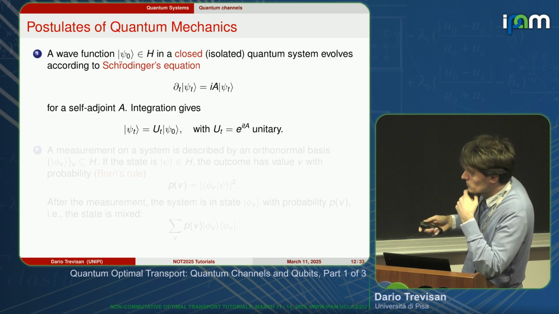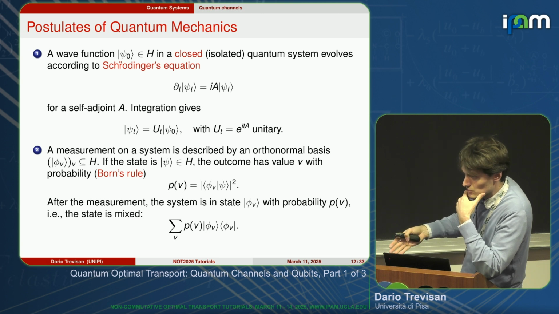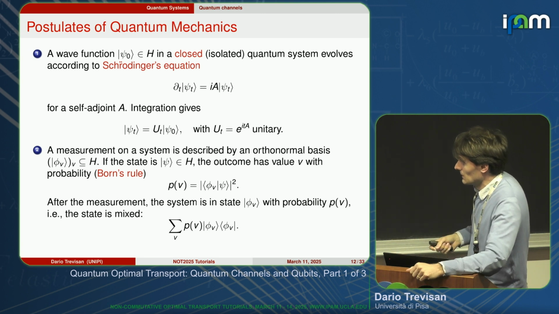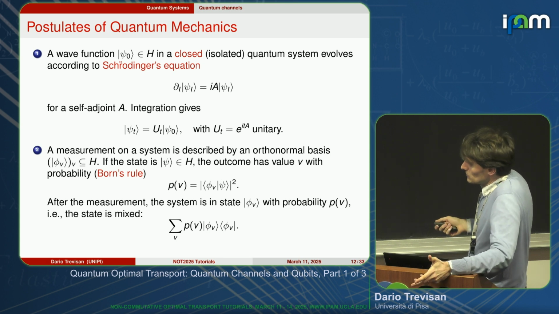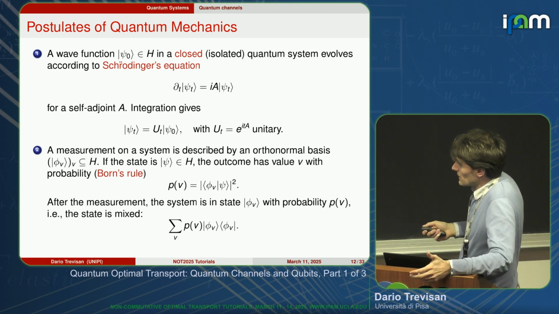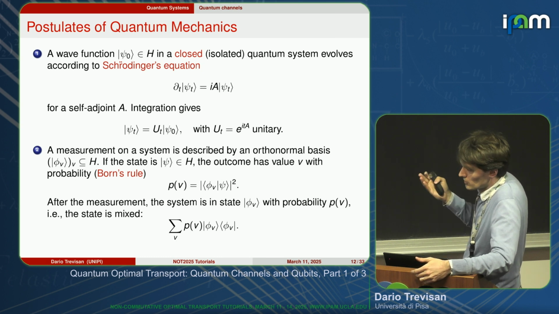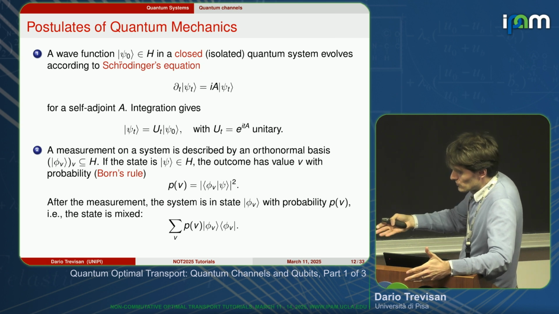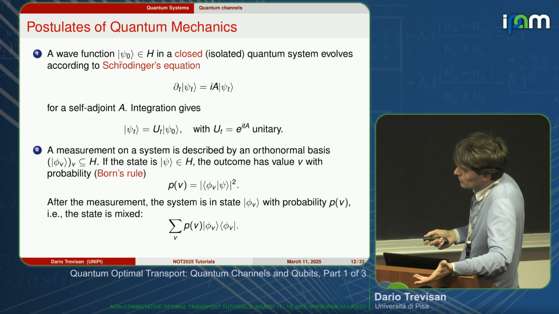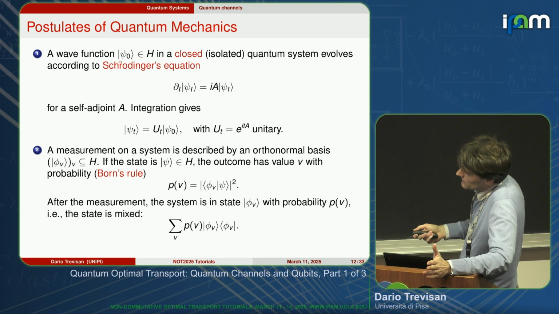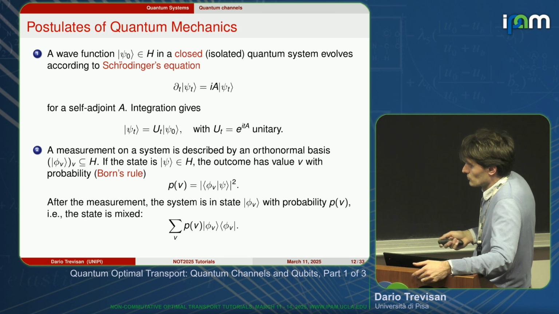Okay, this is the point of view. But then there's also another postulate which tells you that if you measure the system, if you open the box and you see what's happening in the system, you can describe the measurement operation in terms of an orthonormal basis. In some sense, this corresponds to your measurement system. So you fix an orthonormal basis, which corresponds to the things you're measuring. And now if the state is pure, at least, you will see outcome v, the value v of your measurement, with probability given by this postulate, which is just Born's rule.